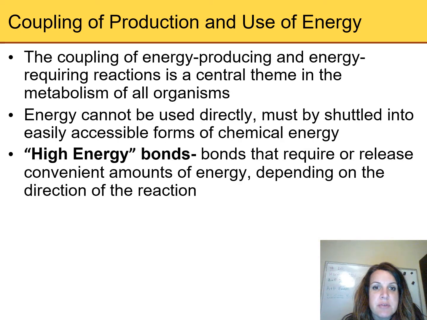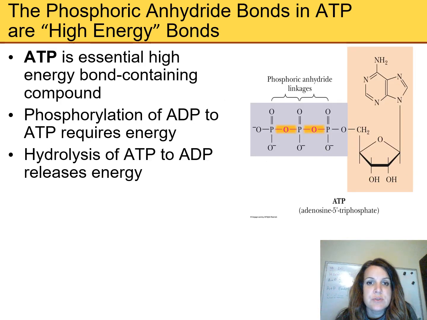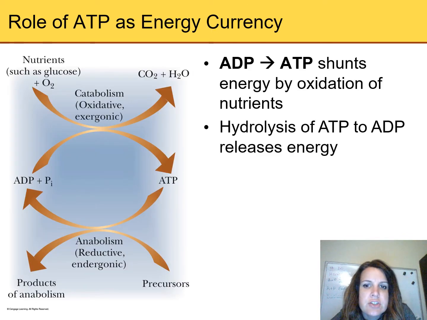Another way that energy can be provided for anabolic pathways is via high energy bonds. And breaking of these high energy bonds provides a convenient amount of energy for anabolic pathways. ATP is a commonly used molecule that provides energy for endergonic reactions. So basically, phosphorylation of ADP into ATP requires energy, and it creates these phosphoric anhydride linkages. But hydrolysis of ATP breaks those bonds, and it releases energy, and thus it can provide energy for other reactions. ATP is a high energy carrier.